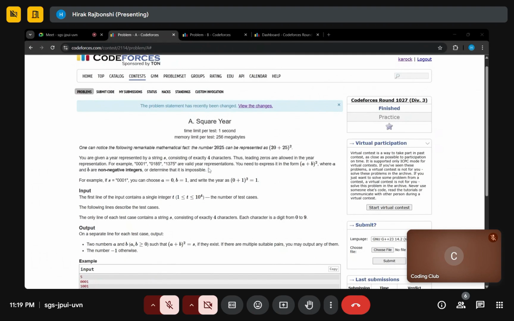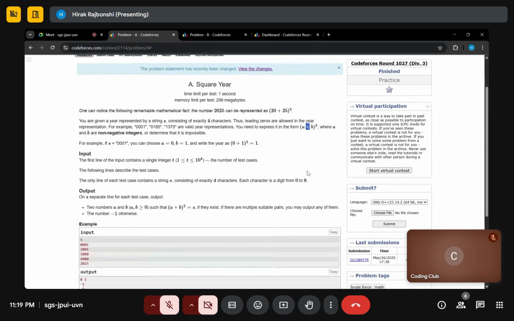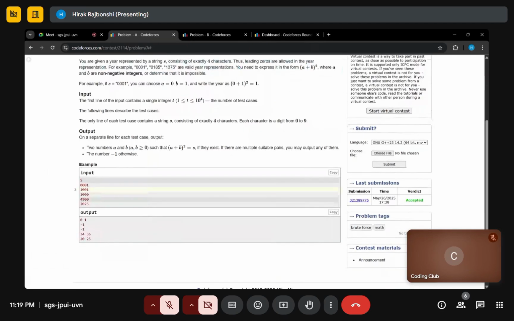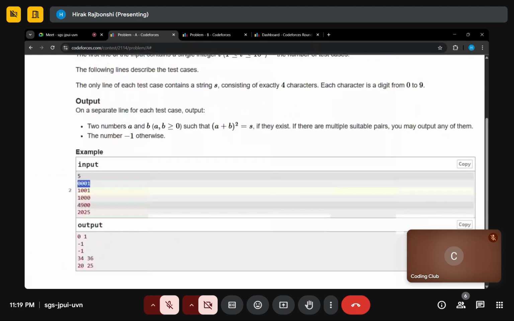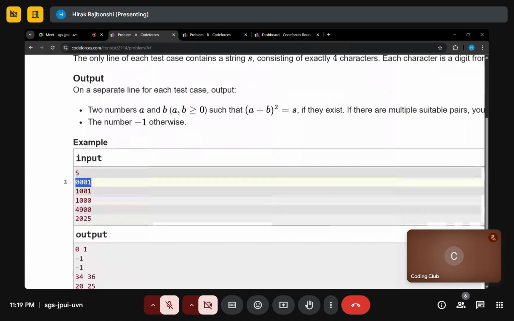1027 div 3. So the first question says, you are given a string of 4 characters and each character is a digit and it represents a year. Now the question is, can the given year be represented in the format a plus b whole square, like for example, this given year? Can this be represented as a plus b whole square for some a, b positive number or 0?